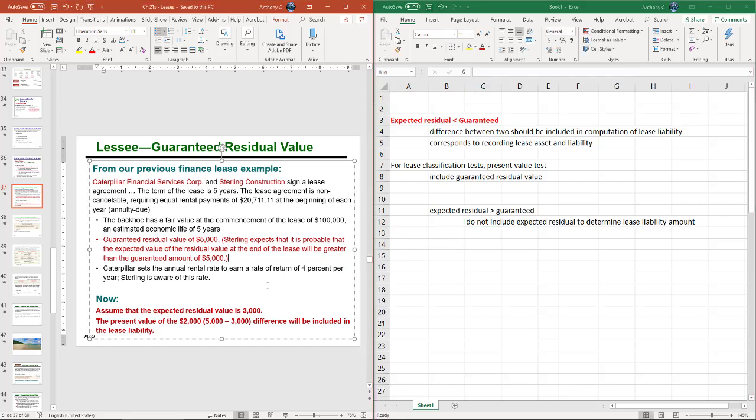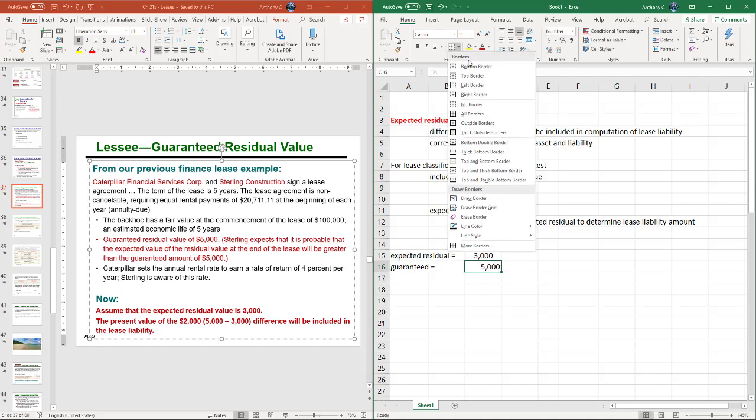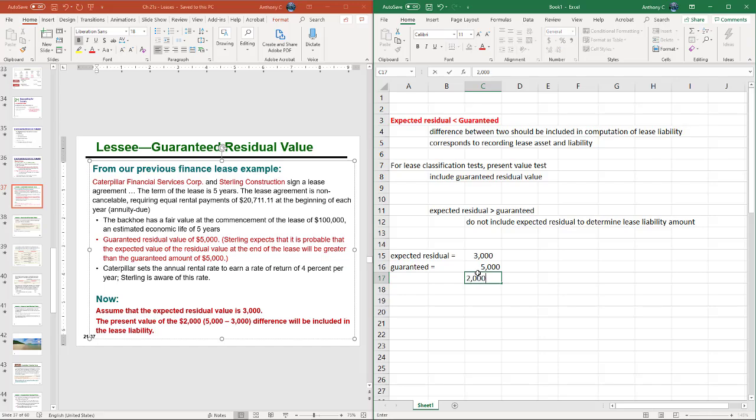Now, instead of this situation, let's say that the expected residual value is 3,000, and again the guaranteed residual value is 5,000. So the difference between these two amounts would be 2,000. Since our expected is less than guaranteed in this case, this $2,000 difference will be included in the lease liability.